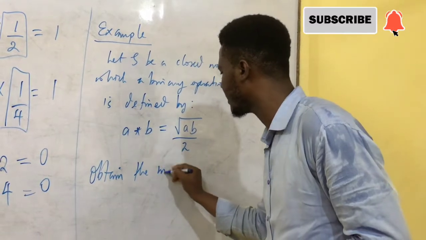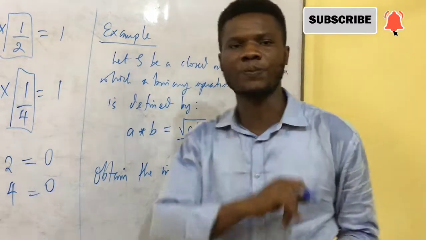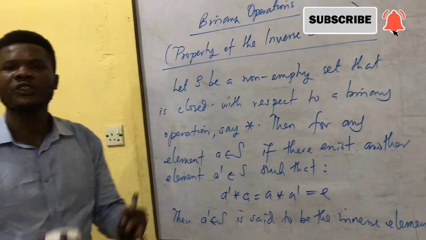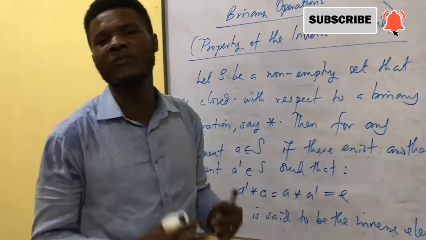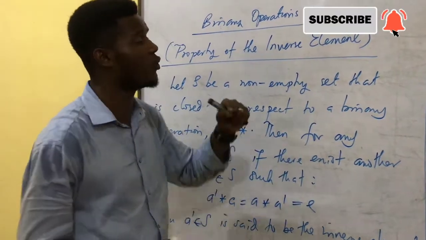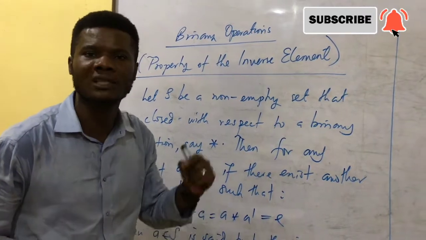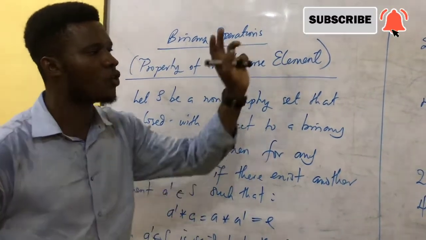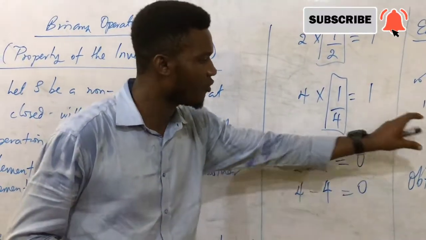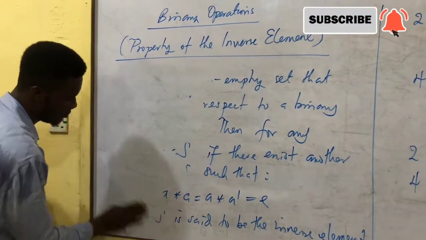Now, this question demands that I explain to you something you must know. You cannot solve any problem involving the inverse element without solving for the identity element. If given a problem on the inverse element, you must start with getting the identity element. So I cannot solve this problem without solving first for the identity element. So we are going to start the solution to this problem over here.